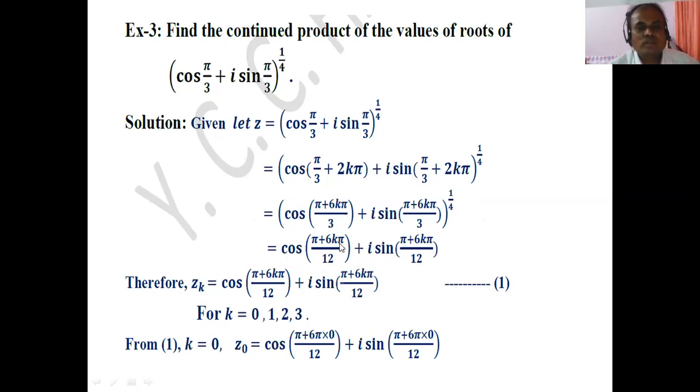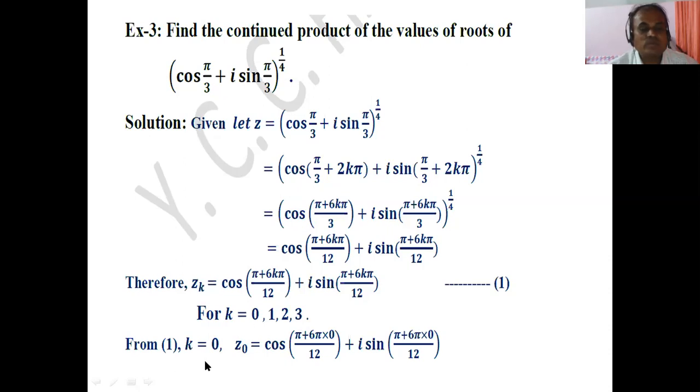So here is the simplification of the generalized formula in terms of k. We denote it as zk, and therefore zk equals cos of (π + 6kπ)/12 + i sin of (π + 6kπ)/12, equation 1. Here the n value is 4, and therefore the values of k are 0, 1, 2, 3 up to n minus 1. Since n equals 4, 4 minus 1 is 3, so k equals 0, 1, 2, 3. Okay, 4 values.